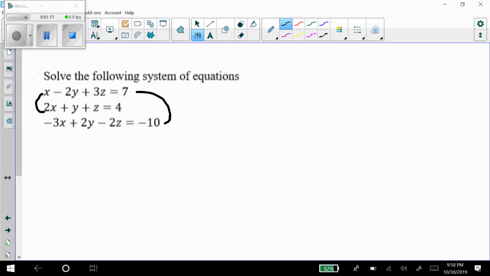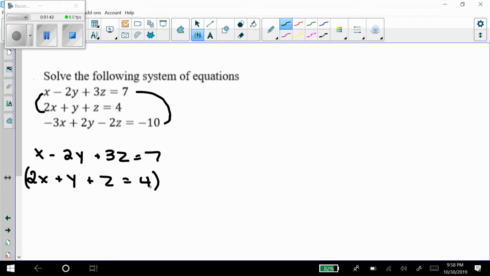And it's just based off of looking at the coefficients in front of your variables. I have 2 2's and a y, so it's just going to be easier to manipulate those to cancel. So what you're going to do is write out the top one: x minus 2y plus 3z equals 7, and 2x plus y plus z equals 4. Now I want to get my y to cancel, so I have a negative 2y up here. I want this to be a positive 2y. So I'm going to multiply the bottom equation by 2.